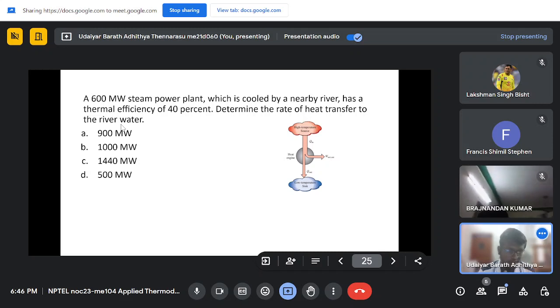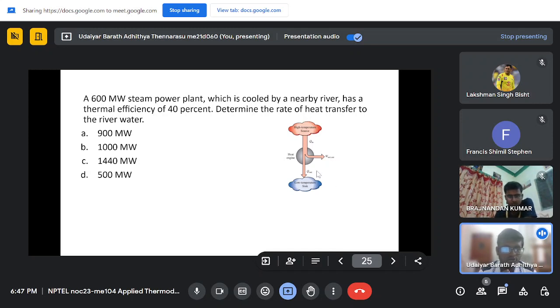As you know from the second law, you cannot convert the whole amount of heat to work, so there will be some amount of heat which will be rejected. This heat is rejected to the river water. They are saying that you are generating 600 megawatts of work from the steam power plant, and the remaining heat is rejected to the river, and the thermal efficiency of the heat engine is 40%.